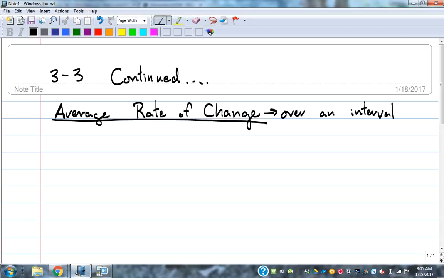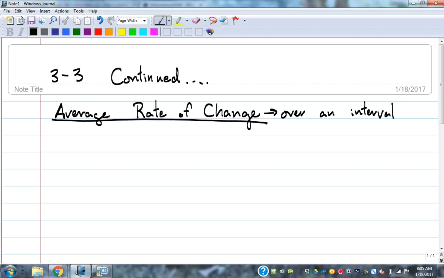So what we're going to talk about today is an average rate of change over an interval. So this is kind of like the local max or min. It was in a certain area. Average rate of change over an interval is going to be, we're looking at a certain part of the graph.